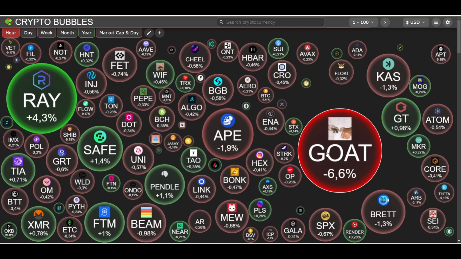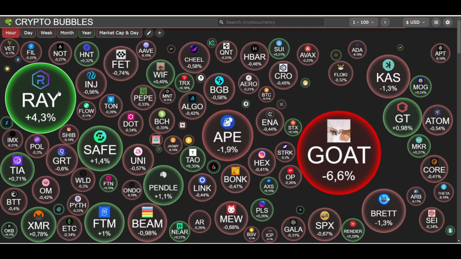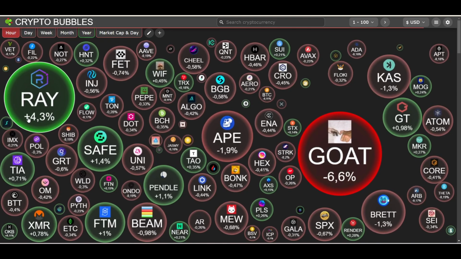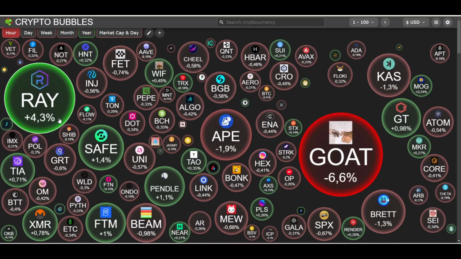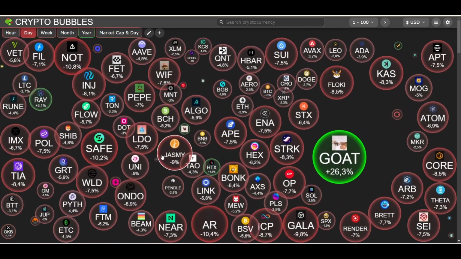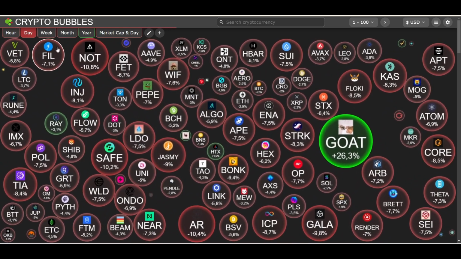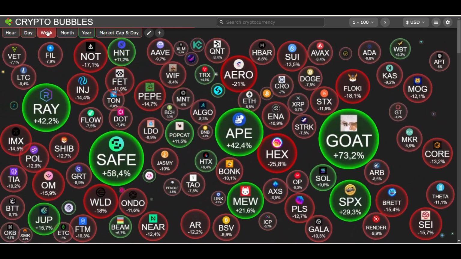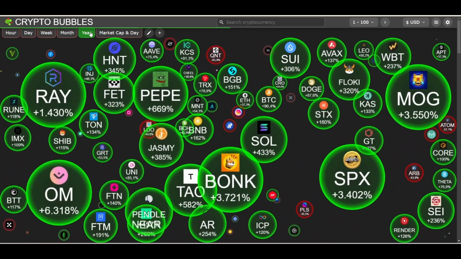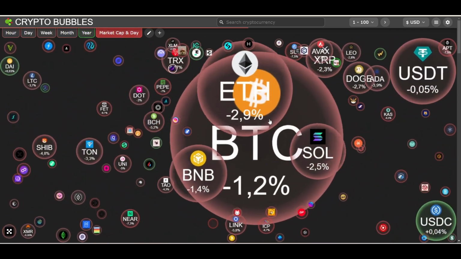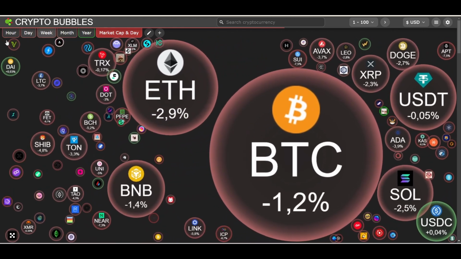For example, here on Goat, we went minus 6.6% in the past hour, and here on Ray, we had a plus 4.3% gain in the past 1 hour. You could also check on the past day. Here you already see bigger percentages in the past 24 hours. The past week, you could have a look at the past month, the past year, and the market cap and day. So the biggest changes in market cap.